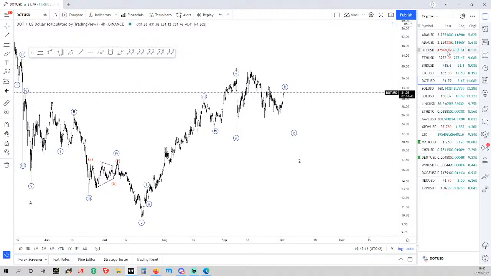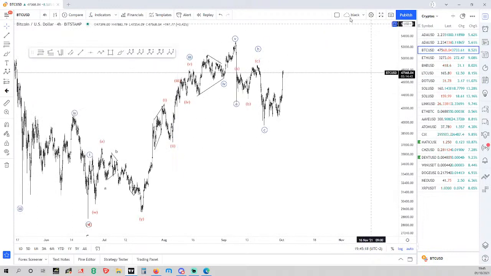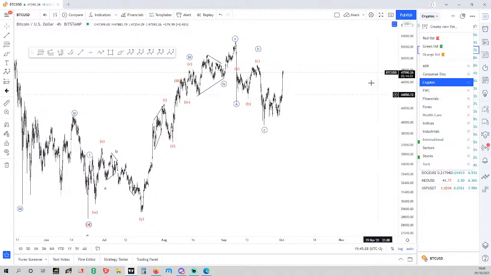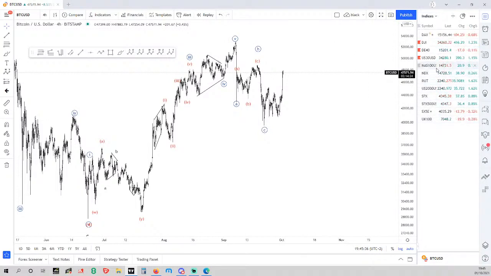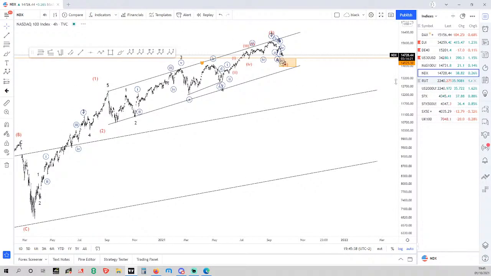What else? Let me know if you guys want to see anything particular. I'm open to anything. It can also be indices, or cryptos. That'd be awesome. Because the indices were looking pretty interesting too.